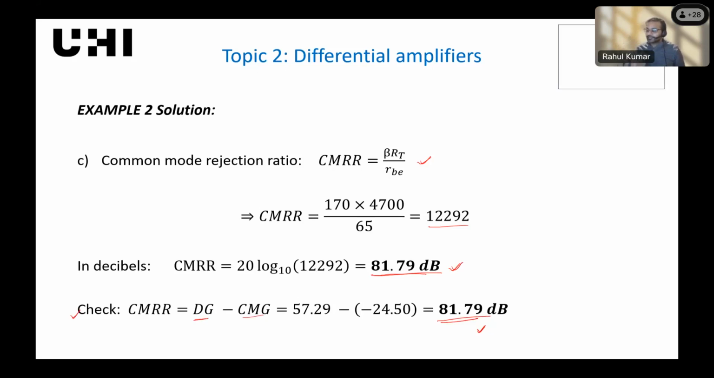So again, this type of question is quite common in exams. You will have to remember all the formulas, the 3 formulas.